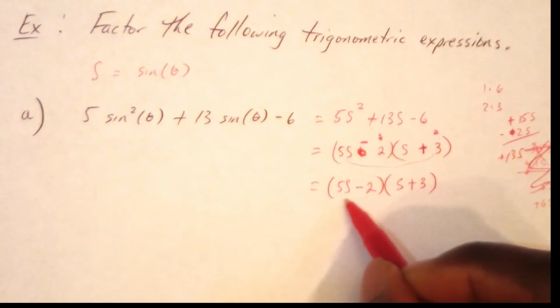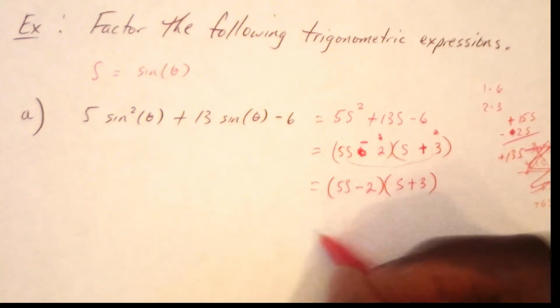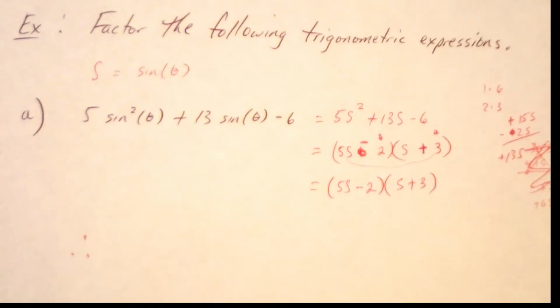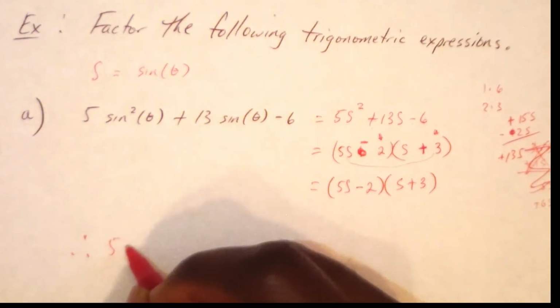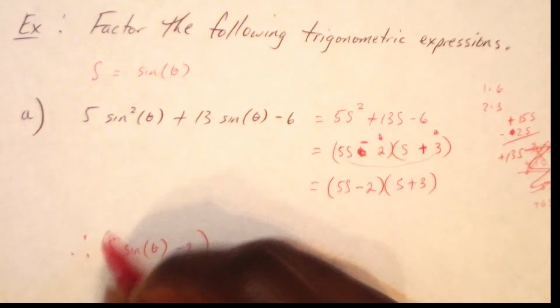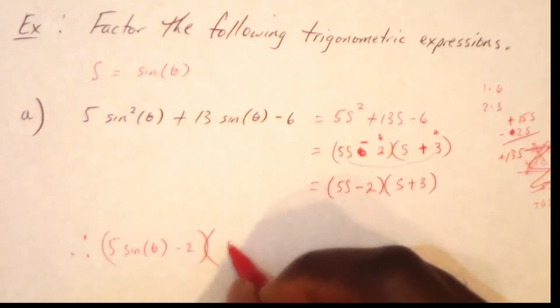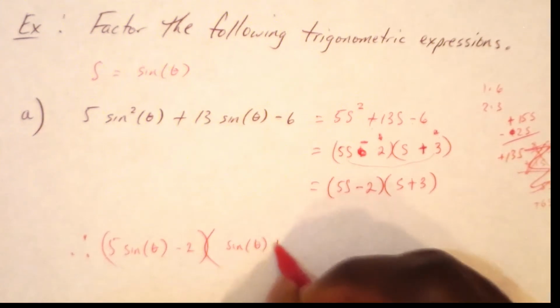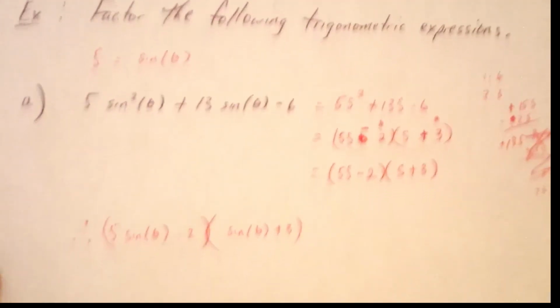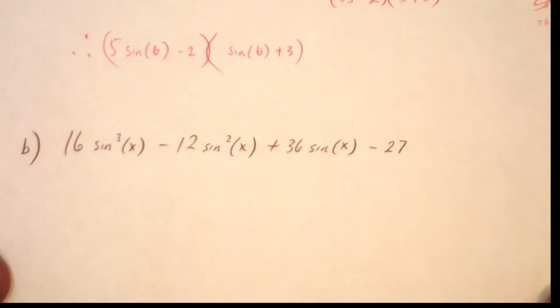And here, since we've done everything that we need to do, we will now come back and write this in terms of sine. So we have 5 sine of theta minus 2 times sine of theta plus 3. So that's our first example for this type. So now let's go here to the second example.